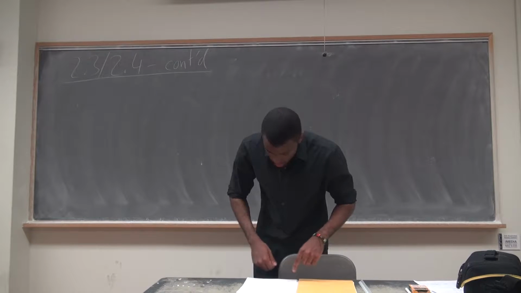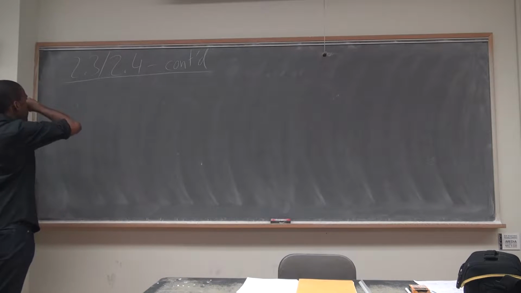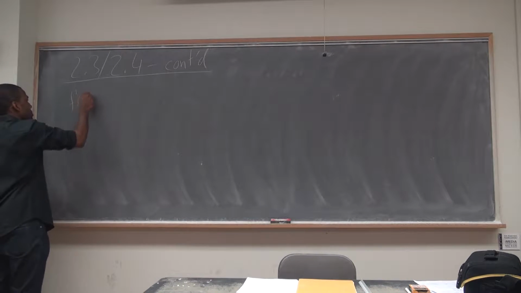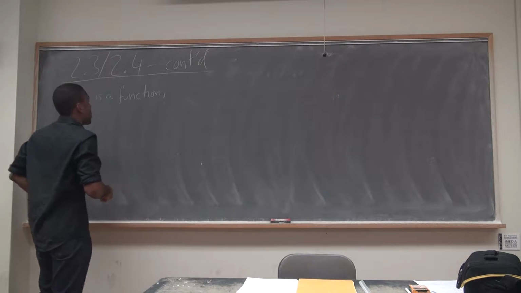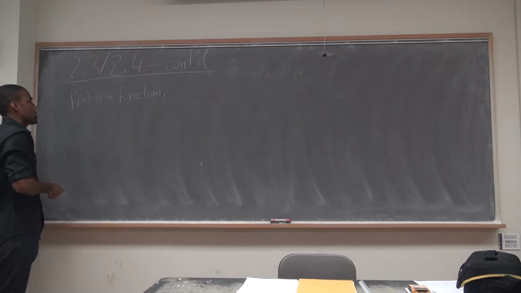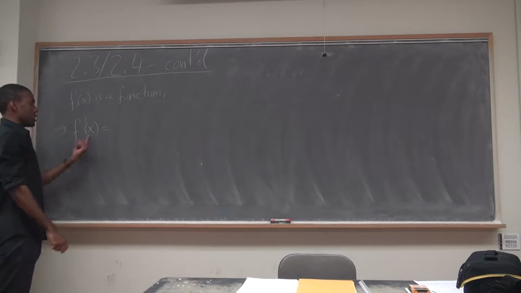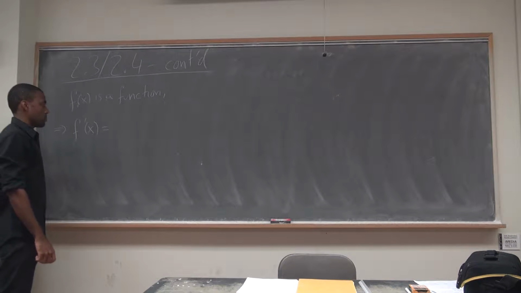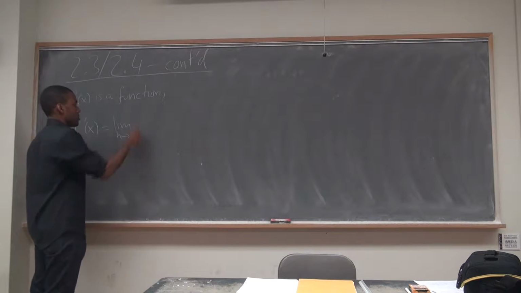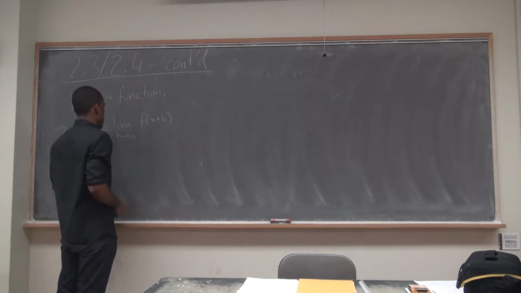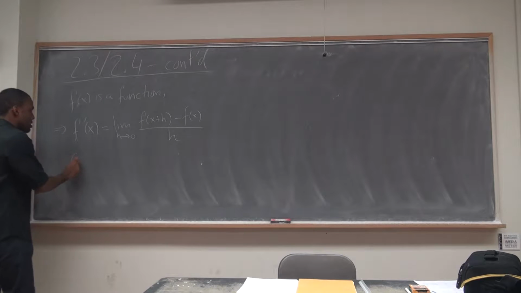So last time we developed what we call the derivative of a function, right? So f of x is a function. Okay, so this was actually a problem on the quiz. How do you define f prime? Limit as h approaches 0 of f of x plus h minus f of x, all over h.